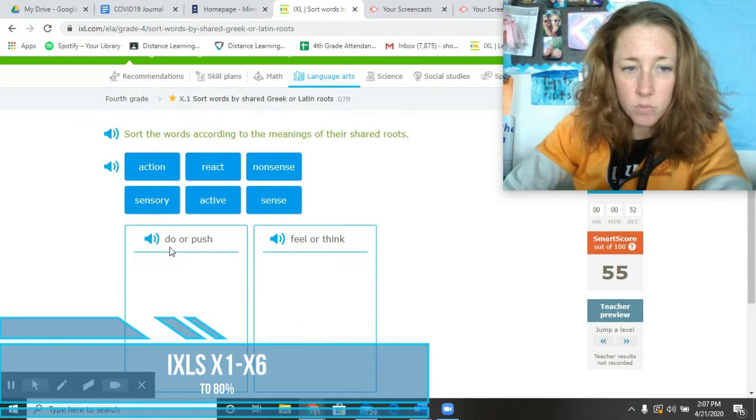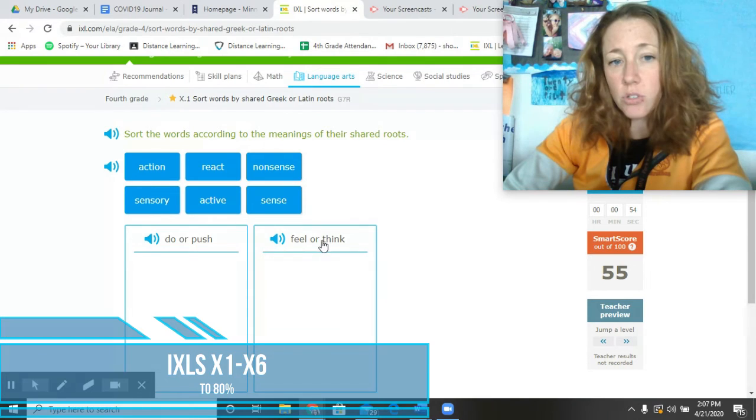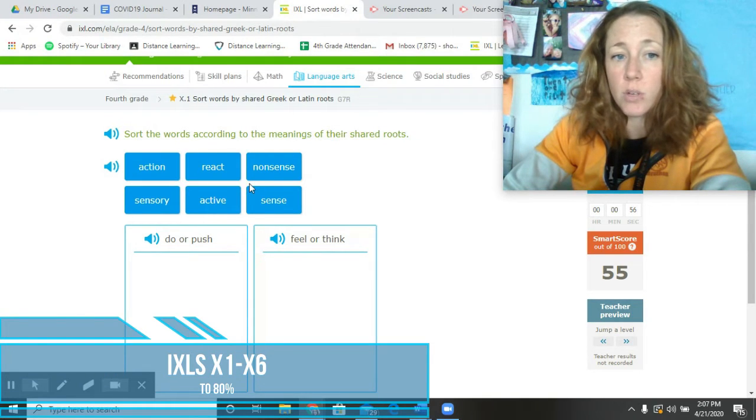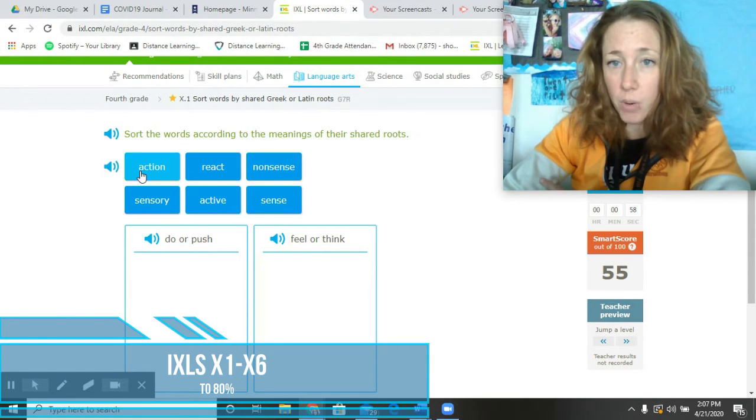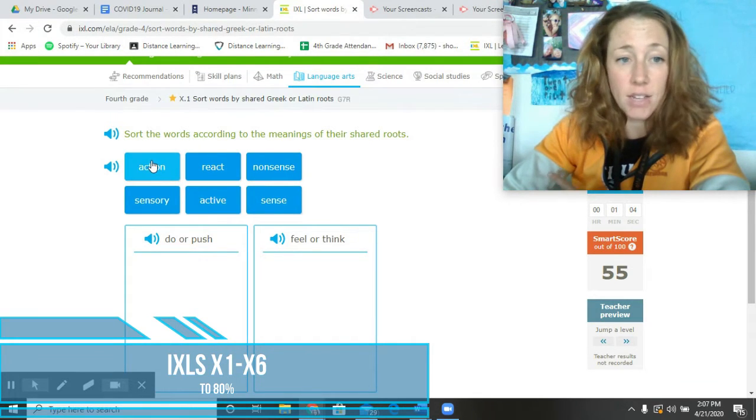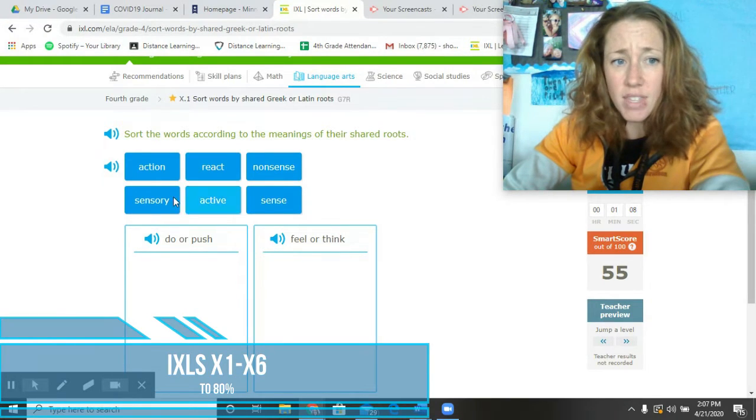Okay. Same thing. Do or push or feel or think. So I'm going to go through these words and try to figure out, okay, what base part do they all share? So I have action, react, nonsense, sensory, active, sense. Well, I see a lot of act. I have action, I have active, I have react. Then I have sensory, nonsense, and sense.